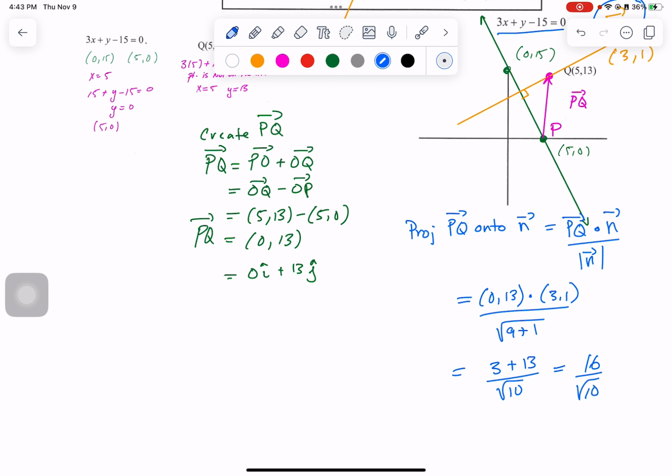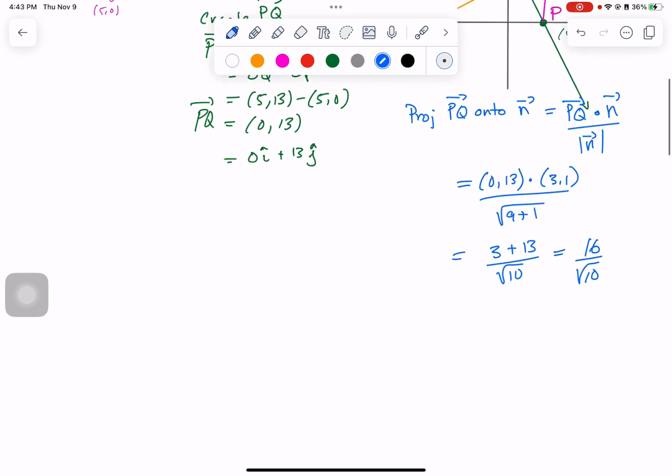Now, to be honest with you, that's not a bad way to write the answer. However, for some reason in high school, I'm not sure what the reason is, we insist that you rationalize denominators. I really don't know what the reason is anymore. It's a dead skill. It's not needed anymore. So it's 16 root 10 over 10.